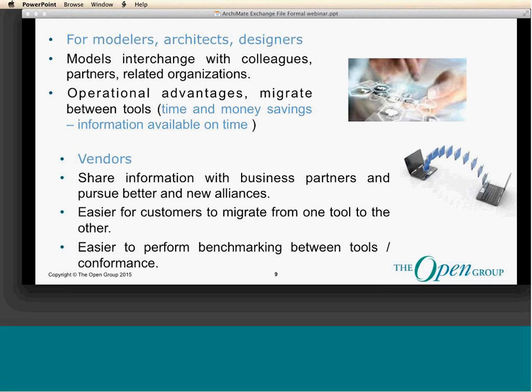For vendors, now they can share information with business partners and other alliances more easily, so they can build this value chain for the final customer. For example, if you have a large project in which 3 or 4 vendors are involved, it's not an issue anymore if every vendor or every part of the team delivers a specific part of the models, because at the end all the information will go into a common repository.